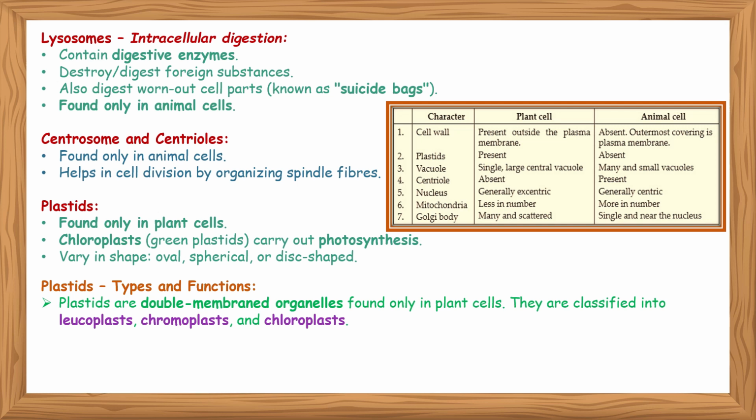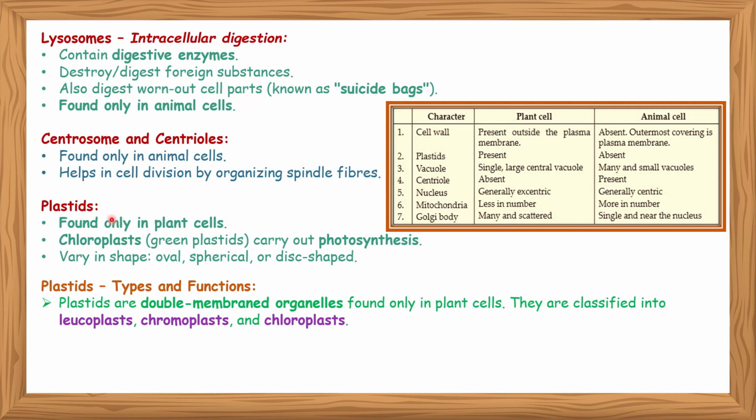Lysosome, for intracellular digestion. They contain digestive enzymes, destroy and digest foreign substances, and also digest worn out cell parts. They are known as suicide bags and are found only in animal cells. Centrosome and centrioles are found in animal cells and help in cell division by organizing spindle fibers.